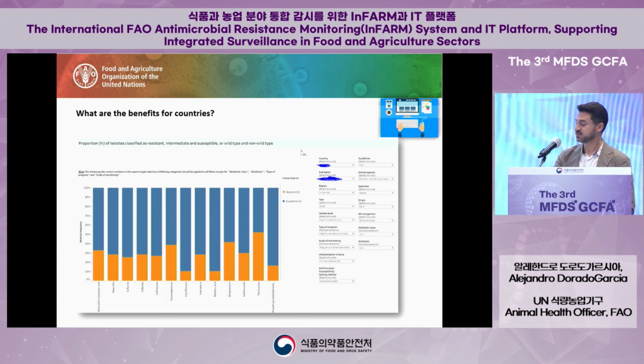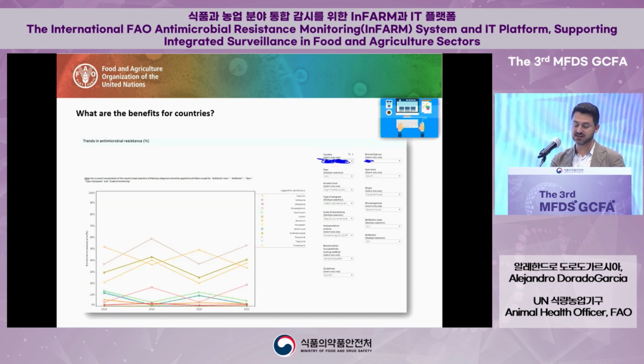Another example is the antimicrobial resistance prevalence, or the proportions of antimicrobial resistance to a specific given antibiotic panel. Here you can also filter by bacterial species, and you can also filter by interpretation criteria, etc., so that you cannot make misinterpretations. We also have analysis of trends.